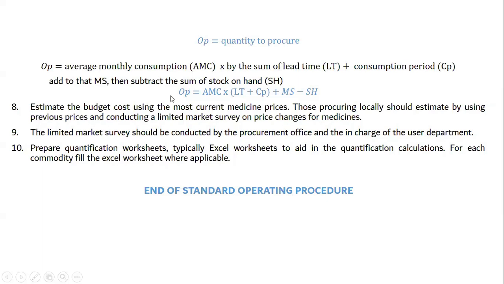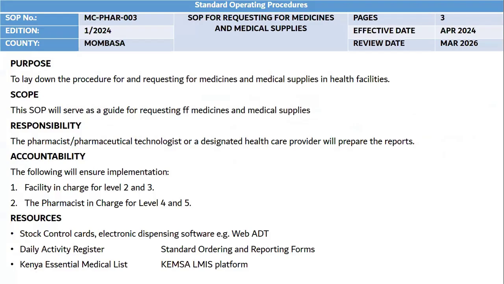I'm actually communicating. So the third SOP is how to request health products within the facility or outside the facility. How do we actually make these requests? So this SOP will be the third. As you can see, the header: SOP for requesting medicines and medical supplies. At a glance, you can tell this is a 3-page SOP.